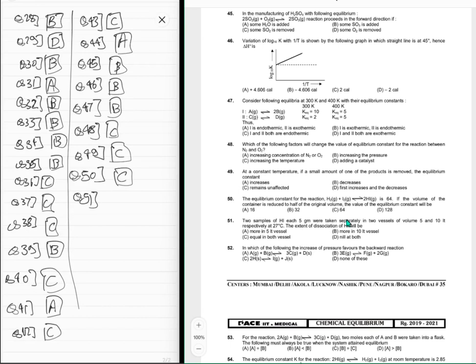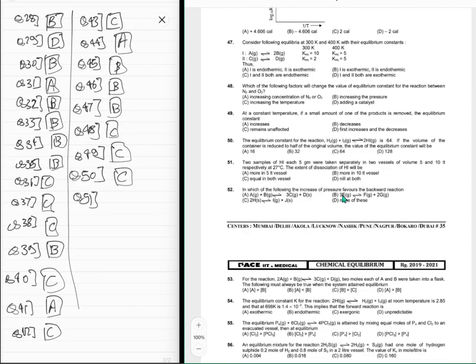Question number 51. Let's just stop at 60. Two samples of HI, each of 5 grams, were taken separately in two vessels of volume 5 and 10 liters, respectively, at 27 degrees Celsius, which is 300 Kelvin. The extent of dissociation of HI will be... So the volumes are different, but the moles are the same.